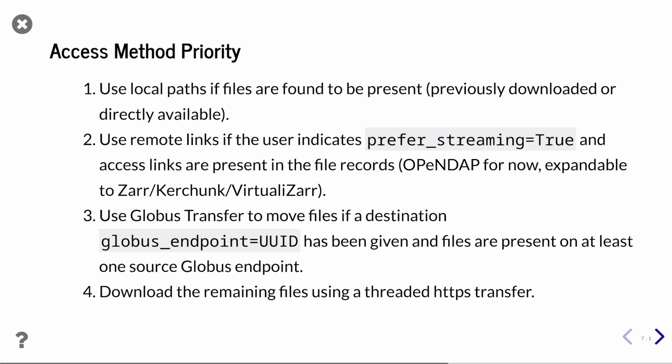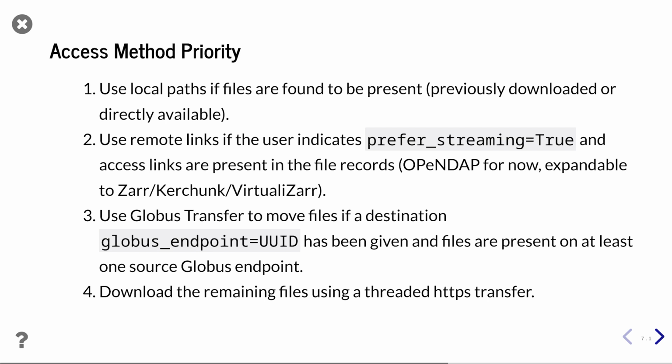First, if a file already exists locally, we will simply load it. This may be because the file is already in the cache from a previous use of intake-esgf. It may also be because the user is working on a resource with direct access to the file.